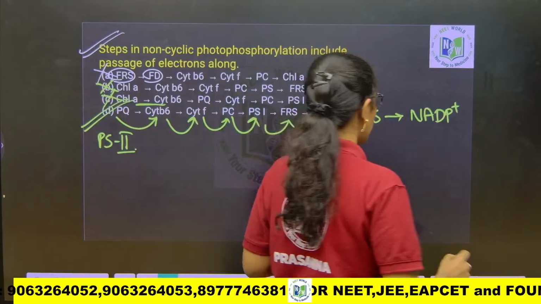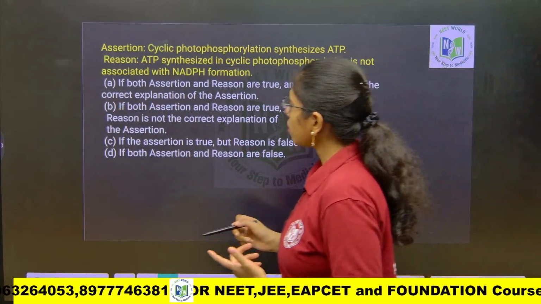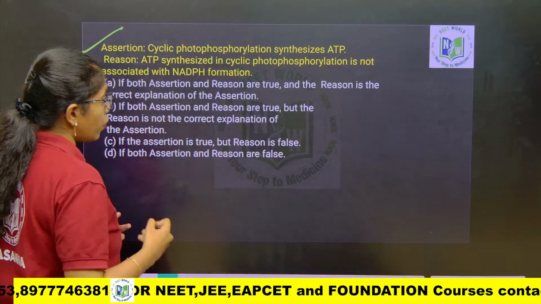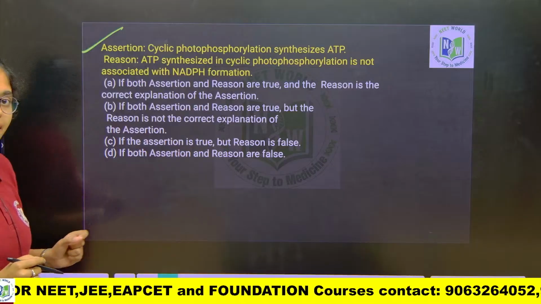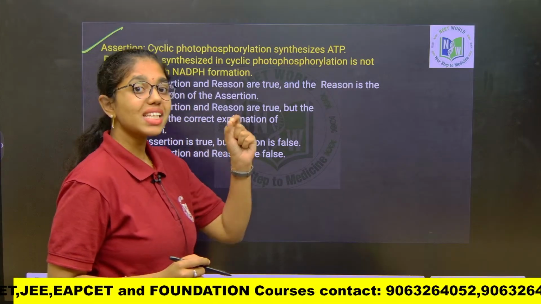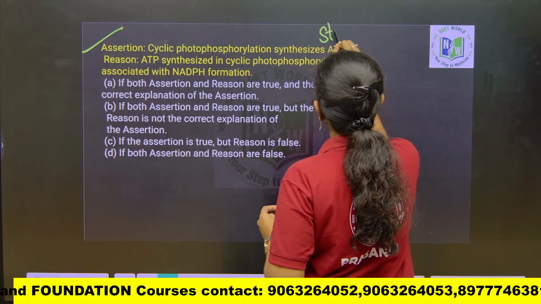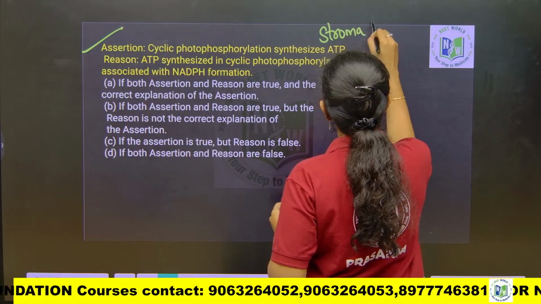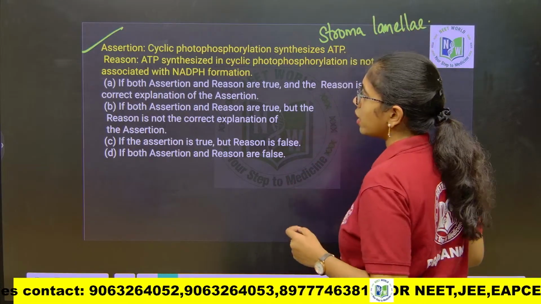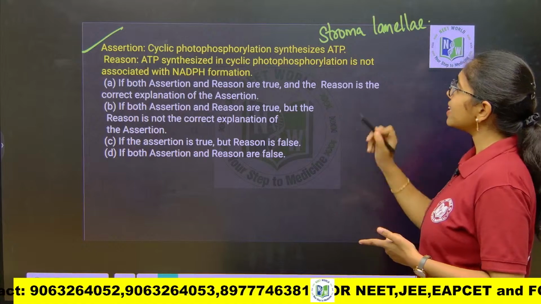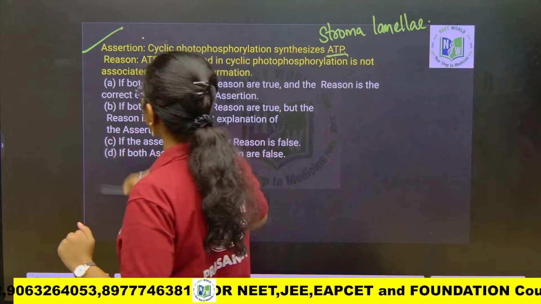Clear, right? Next question, you look into assertion and reason. Cyclic photophosphorylation synthesizes ATP. Clear, right? Cyclic photophosphorylation is synthesizing ATP, that too in stroma lamellae. Fine. So, cyclic photophosphorylation synthesizes ATP where? Inside the stroma lamellae. Assertion is true.